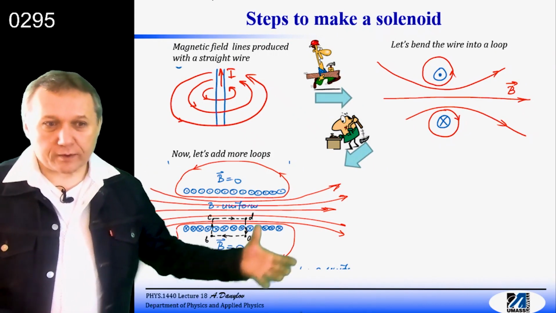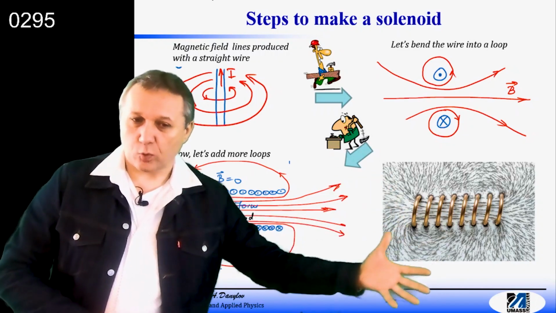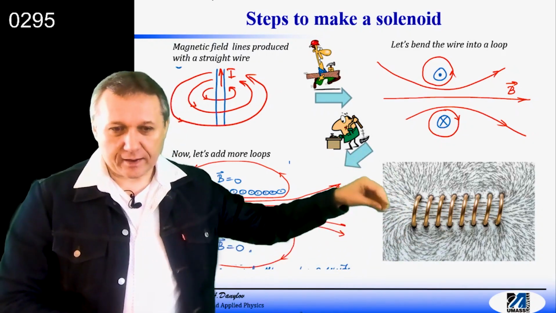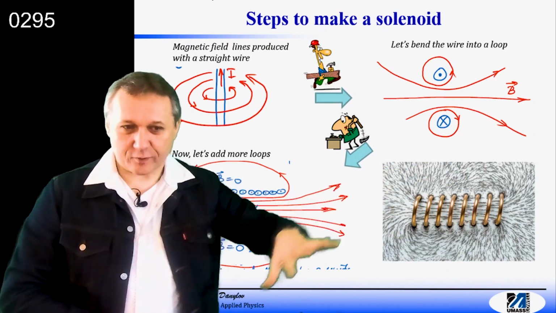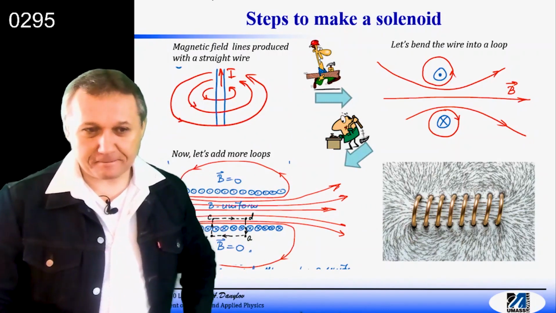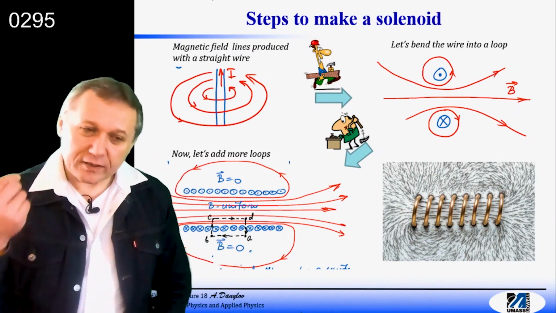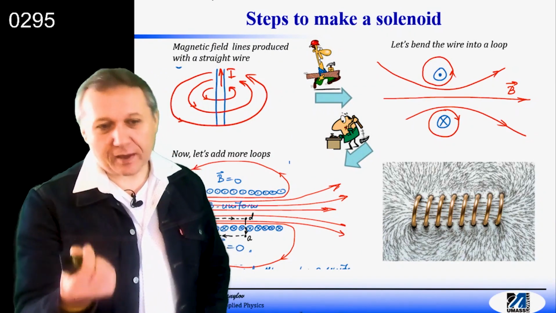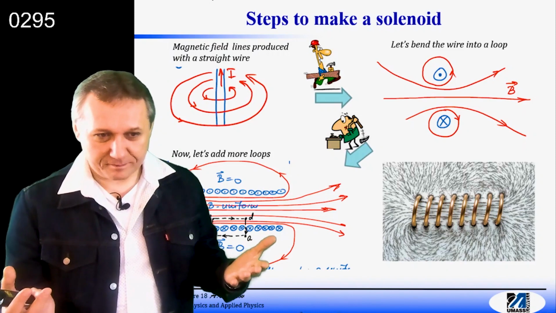Okay, I took this picture from the book. If you take, for example, some oil or some other liquid, and spray iron filings on the surface, and put a solenoid inside, it will create a picture like this. Why? Because each of those pieces of metal is basically like a small compass needle, right?